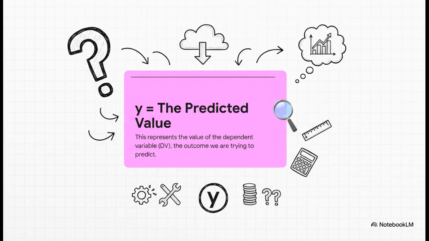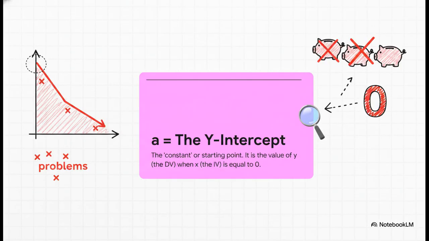First up is y. This is our outcome. It's the thing we're trying to understand or predict. In our last example, it was the number of problems. Basically, it's the variable we're trying to find an answer for. Next, we've got a, which you'll almost always see called the constant. Just think of it as the baseline value. It's the predicted value of y when our other variable, x, is 0. So in our money and problems example, it would be the number of problems someone has with $0. It's where that red line starts its journey on the graph.